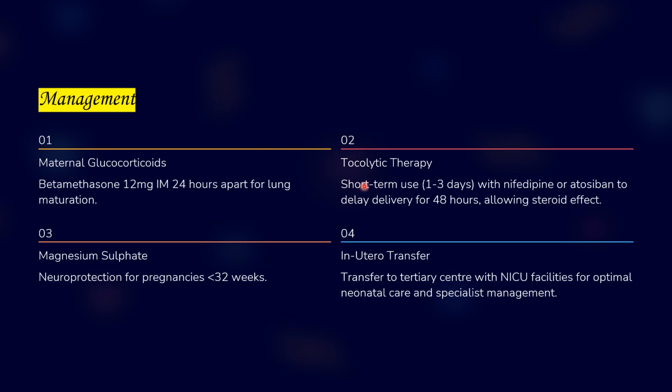Okay, we will also be giving tocolytic drugs, like either nifedipine or atosiban. This is given so that it can delay the delivery for at least 48 hours. Okay, and we also will be giving magnesium sulfate for those preterm if the gestational age is less than 32 weeks. Okay, if the gestational age is less than 32 weeks, then we'll be giving magnesium sulfate.